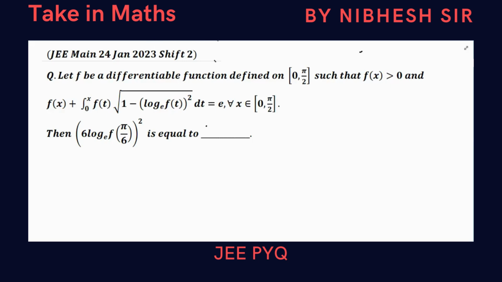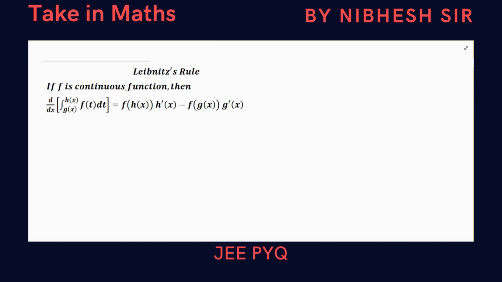What is the Leibniz theorem here? See, Leibniz theorem is: if f is a continuous function, then for the integration from g of x to h of x, where the lower limit is g of x and the upper limit is h of x, of f of t dt, when we differentiate this with respect to x, t is replaced by the upper limit, that is h of x, and then times the derivative of h of x, that is h dash x, minus, we put the lower limit g of x in place of t, times g dash x, the derivative of function g of x. So we will apply this theorem to solve this question.